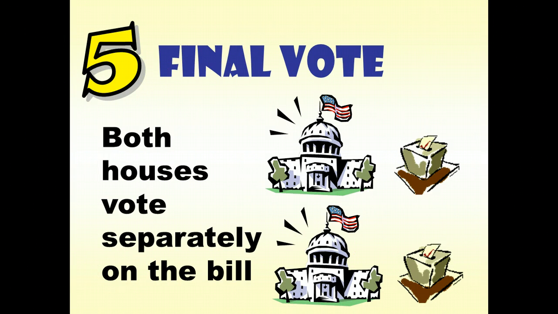So then you have a final vote. Once it has the same wording, it goes back to the House and back to the Senate. They have to vote on it again, and it has to have a simple majority to be able to get out of the House or the Senate.